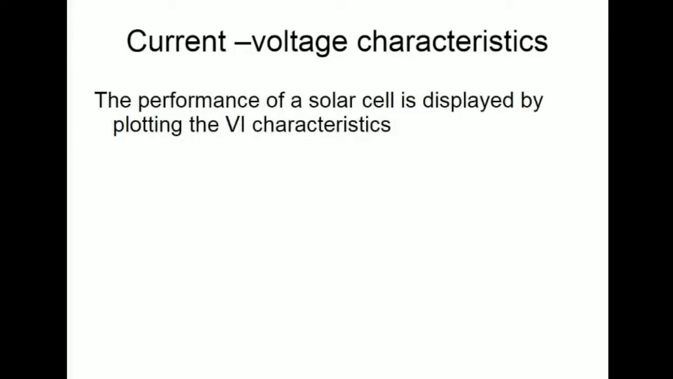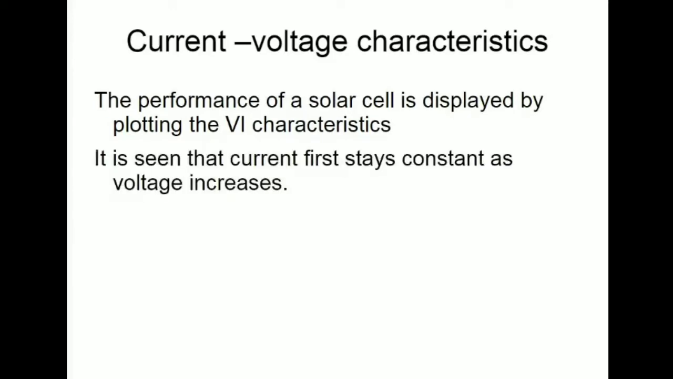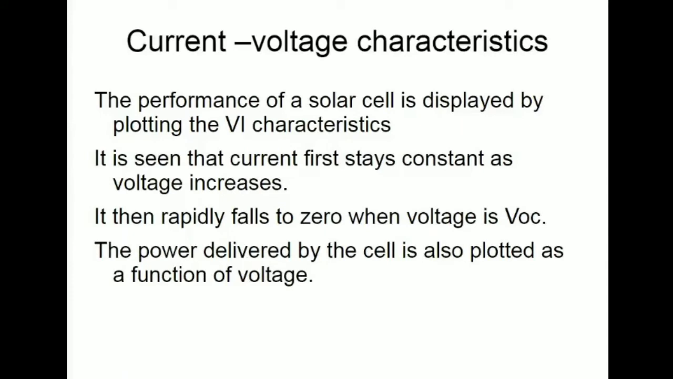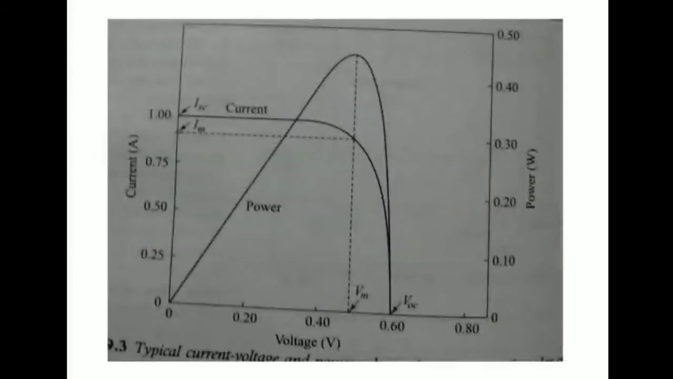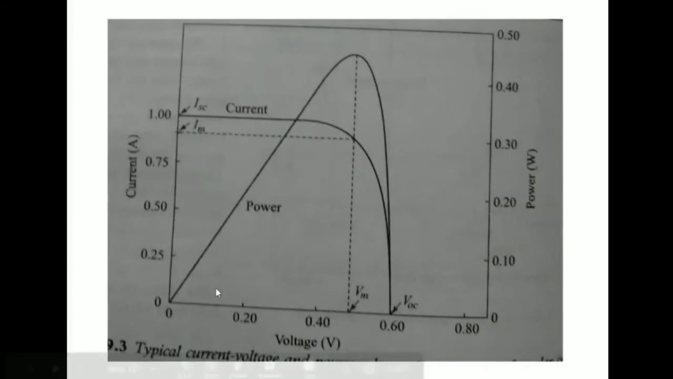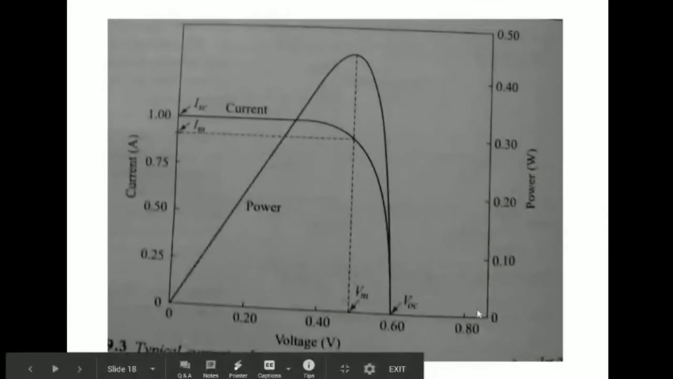The current-voltage characteristics. The performance of a solar cell is displayed by plotting its VI characteristics. It is seen that current first stays constant as the voltage increases. It then rapidly falls to zero when the voltage is the open circuit voltage VOC. The power delivered by the cell is also plotted as a function of voltage. You can see the diagram. Current is plotted along the x-axis and voltage along the y-axis. Power is also drawn here along with current against voltage.